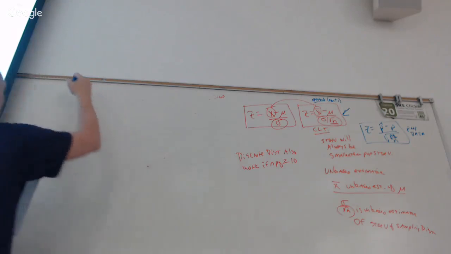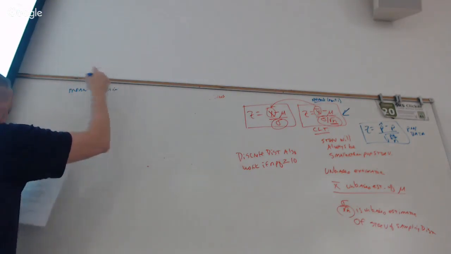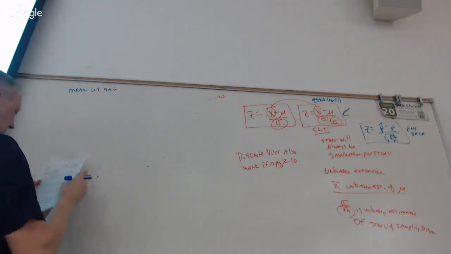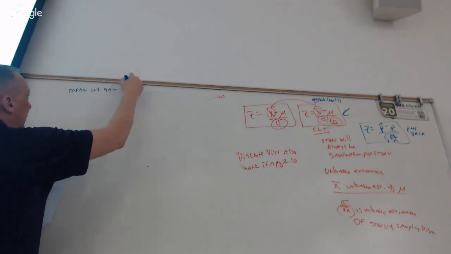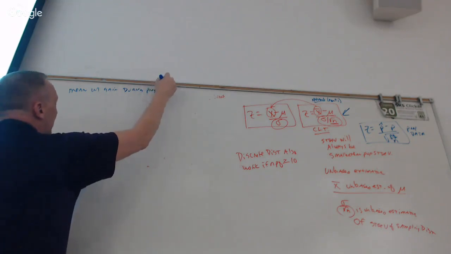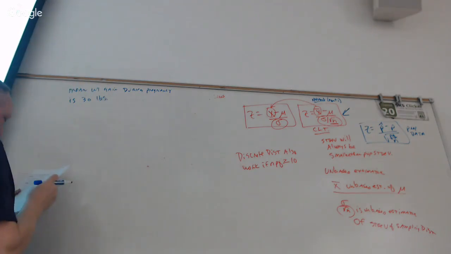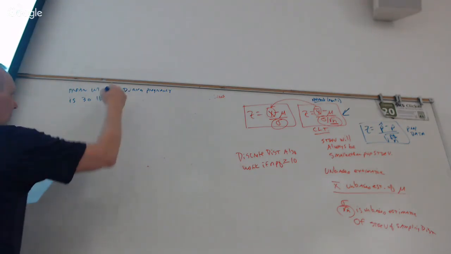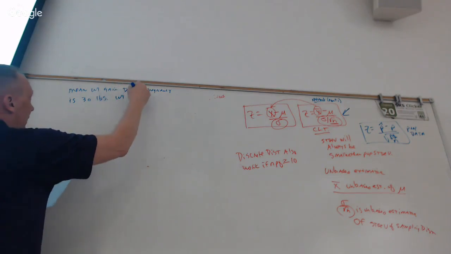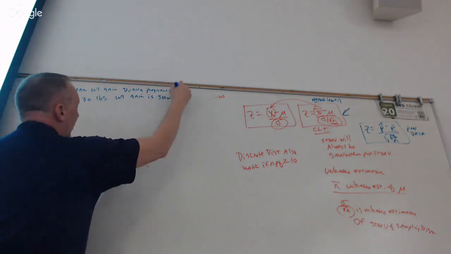That the mean weight gain during pregnancy is 30 pounds. Weight gain is skewed right.